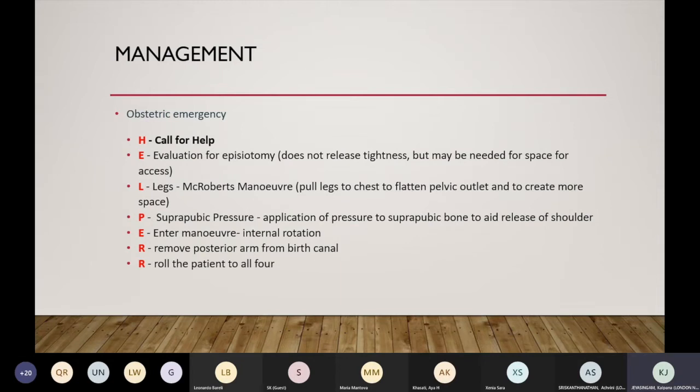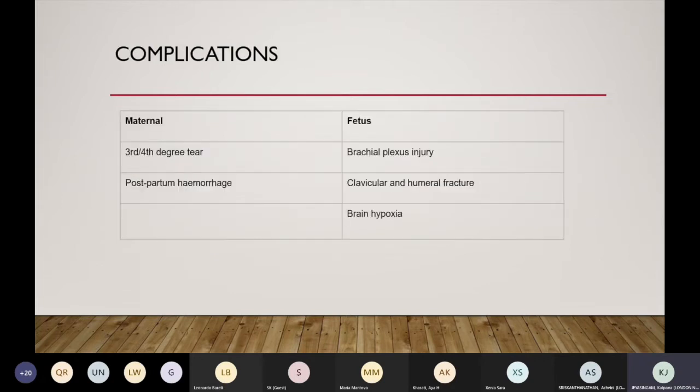They might also do other maneuvers, like sometimes they even try to rotate the baby, or they ask mom to roll onto all fours, which again would create more space for the baby to come out. Complications of shoulder dystocia, for mom, are that she might end up with a 3rd or 4th degree tear and postpartum hemorrhage. For the baby, there might be a fracture to the clavicles or the humerus, brachial plexus injury, or brain hypoxia.